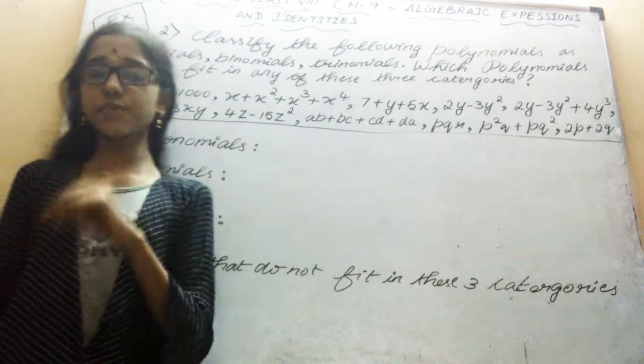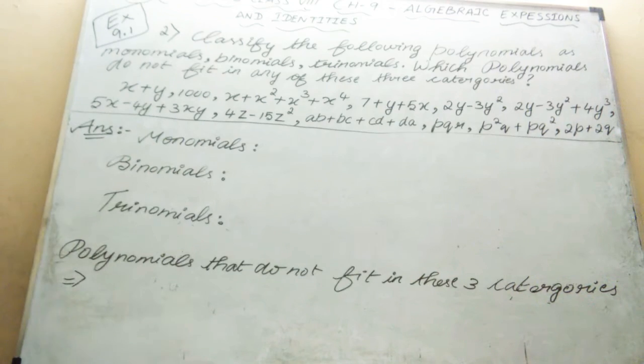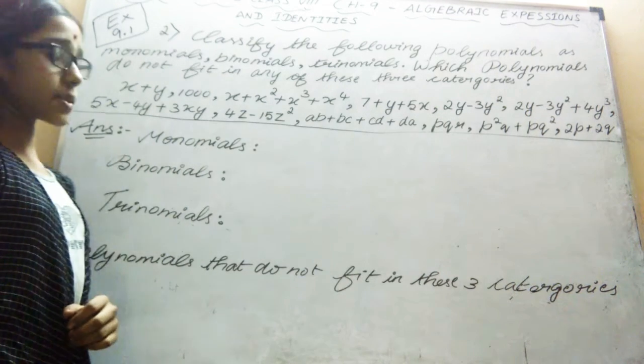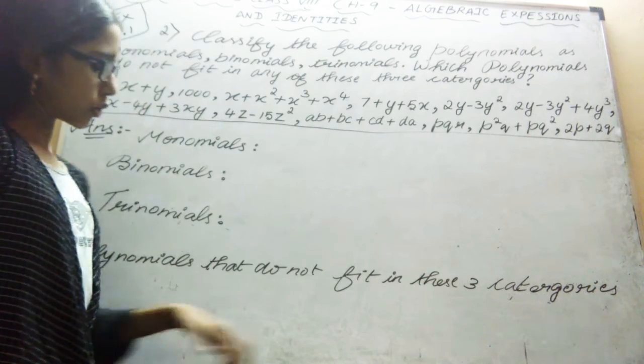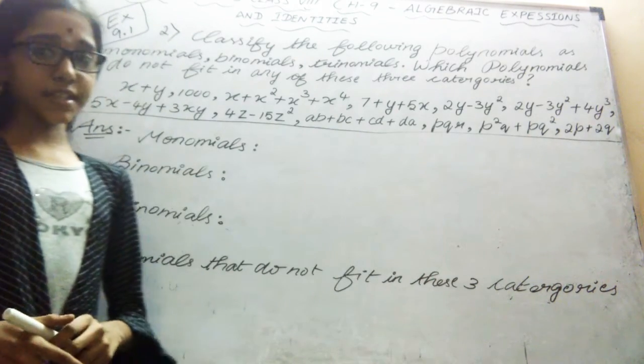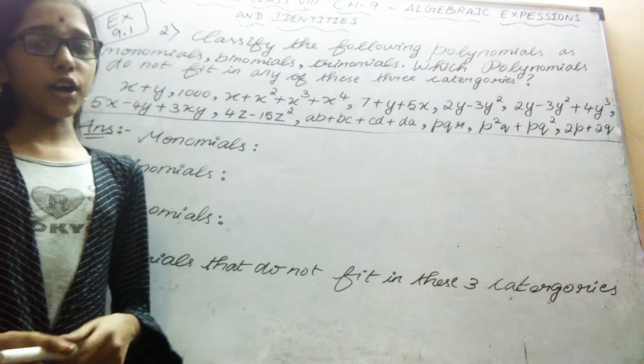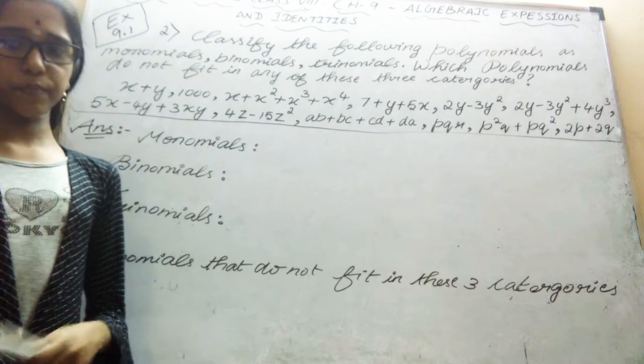In today's class, we will discuss NCERT Maths Class 8 Chapter 9 Algebraic Expressions and Identities, Exercise 9.1, Question number 2. So, before going to this sum, I would like to revise what is monomial, binomial and trinomial.